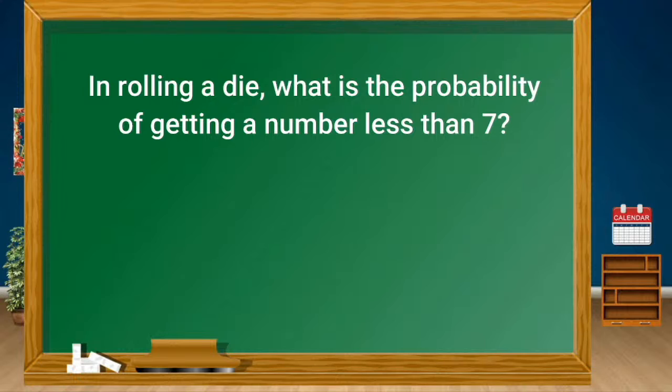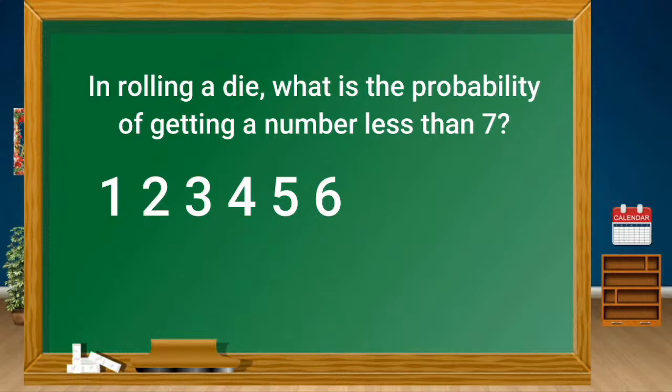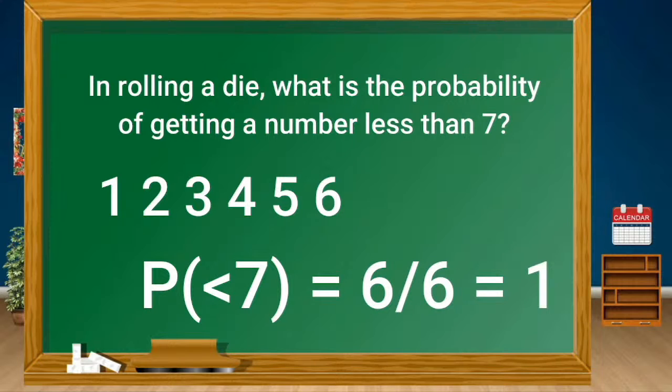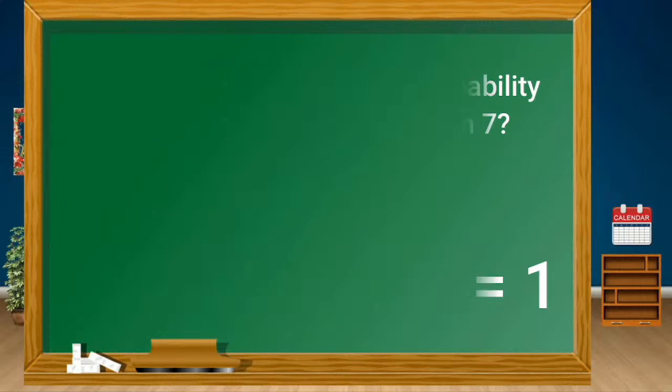In rolling a die, what is the probability of getting a number less than 7? Since the outcomes are 1, 2, 3, 4, 5, and 6, and they are all less than 7, the probability that the number is less than 7 is equal to 6 over 6 or 1. If an event is sure to happen, then the probability is 1.